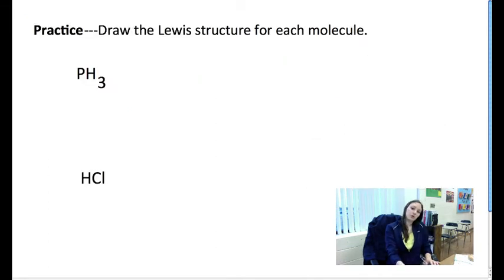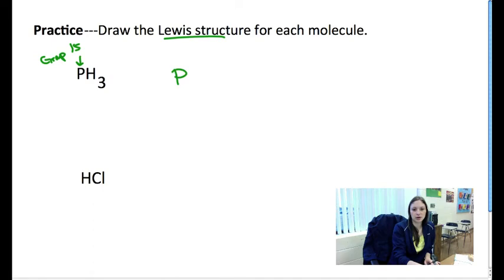So let's draw some Lewis structures for each molecule. A Lewis structure is just those things with the dots and the lines that we were looking at before, and they're our introduction to it. When we look at PH3, phosphorus is in group 15, meaning it has 5 valence electrons, and it has 3 hydrogens here. So this phosphorus is going to form 3 covalent bonds. It's going to share 1 with each hydrogen, because hydrogen always has 1 valence electron. So we're going to go with something like this.